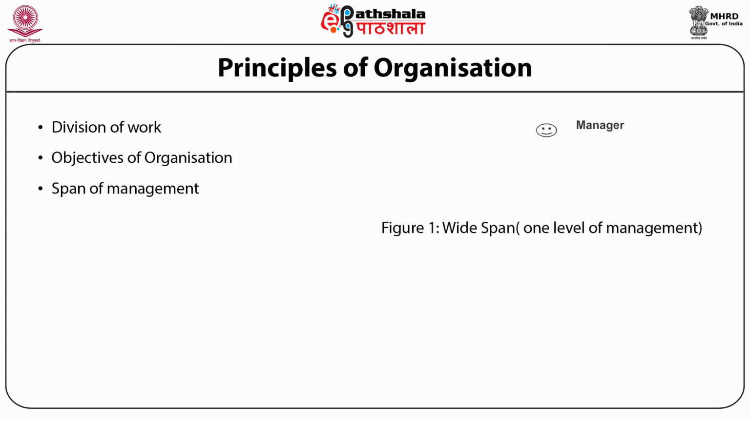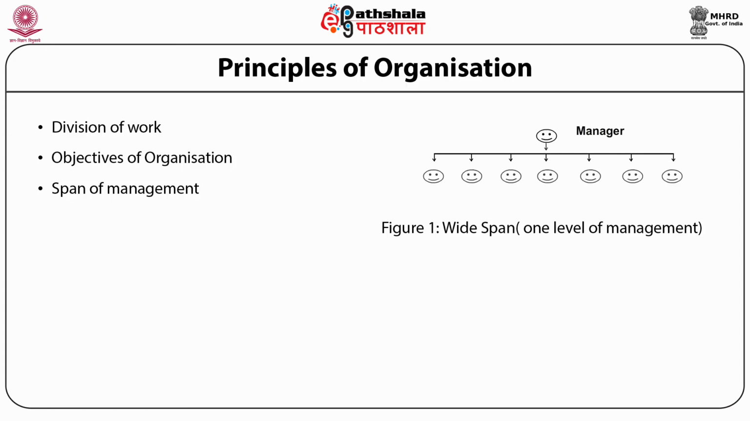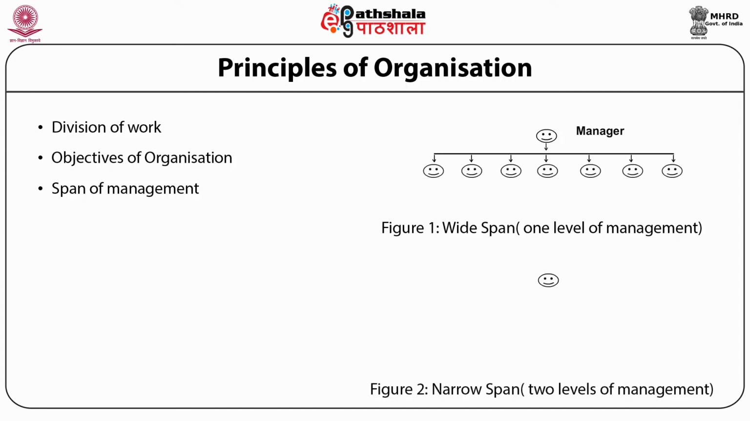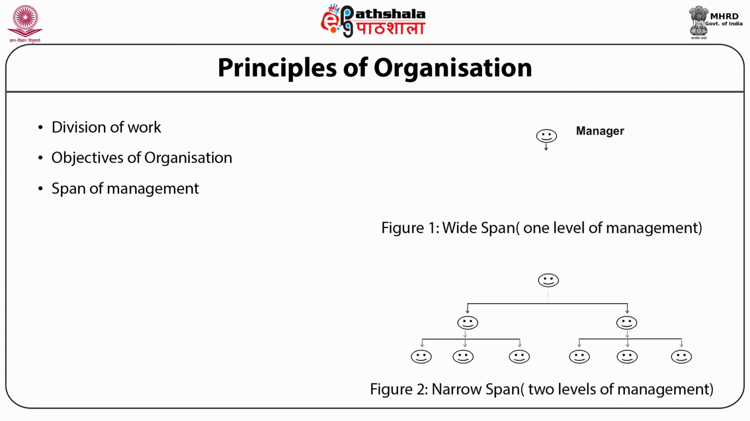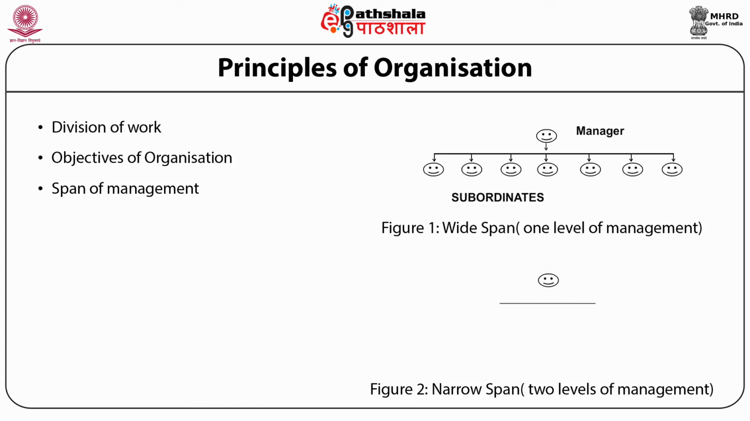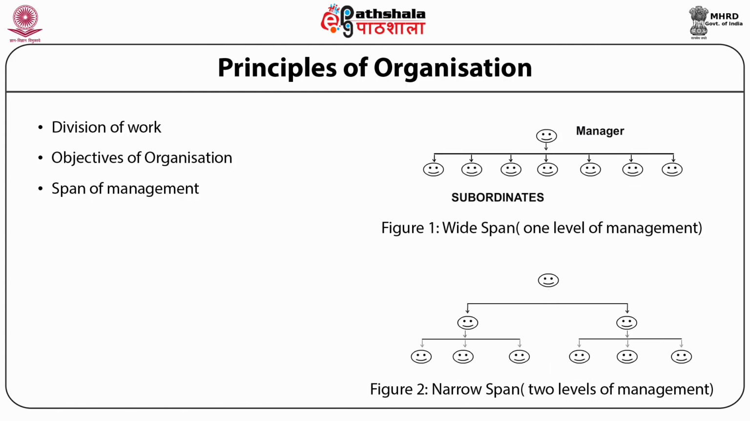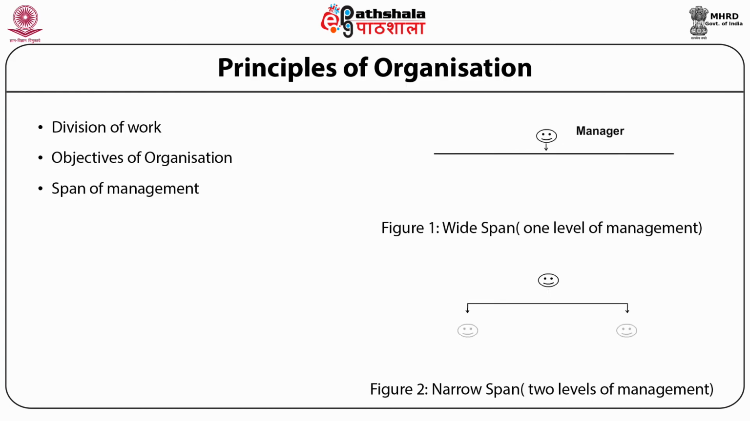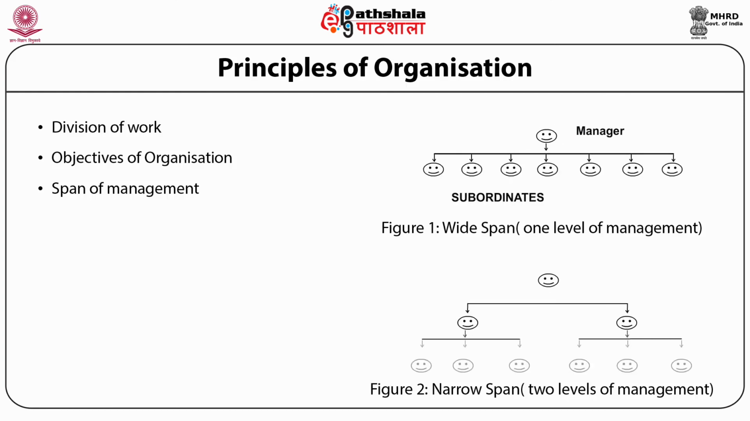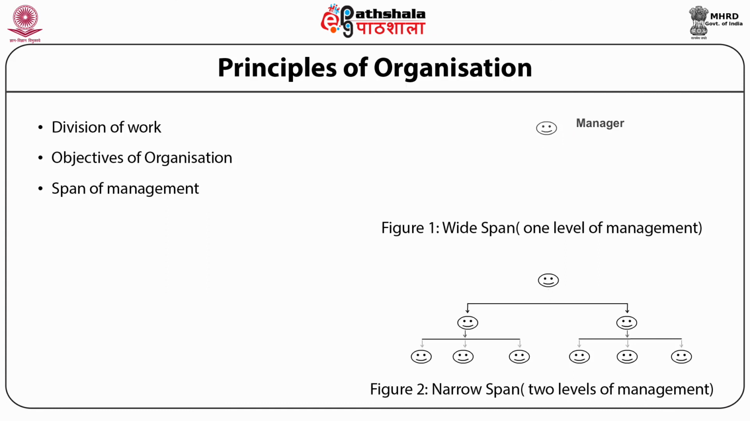A manager here supervises 7 employees under him directly and hence one level of management hierarchy, but in figure 2, span of control is narrow. Here, there are 2 employees under manager's direct supervision who then supervise 3 employees each and hence 2 levels of management hierarchy. So, span of control directly influences organization structure.